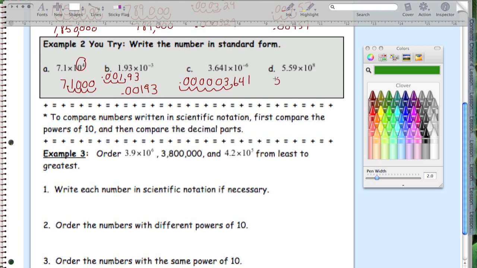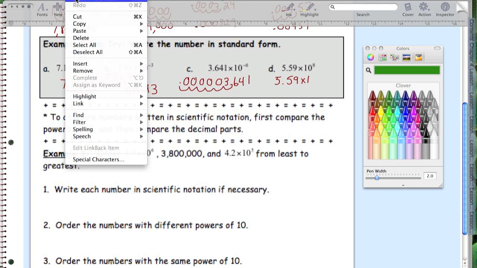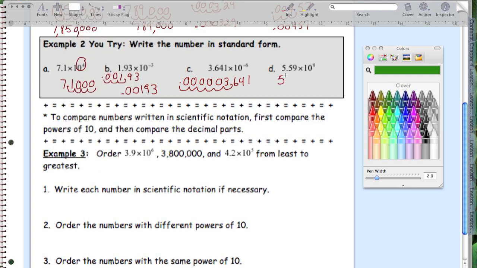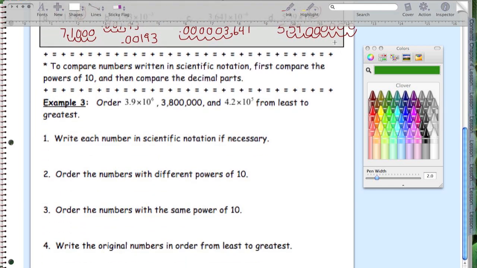And lastly, we have 5.59 times 10 to the 8th. Oops, I don't need to rewrite the problem. 5.59, I'm going to move it. It's a positive exponent, so my answer is large in the end. 1, 2, 3, 4, 5, 6, 7, 8. There are little ways of remembering which way to go, which way to turn, when to go left, when to go right. But again, if you just think about what your number should be in the end, that's going to help you figure out the direction to go.